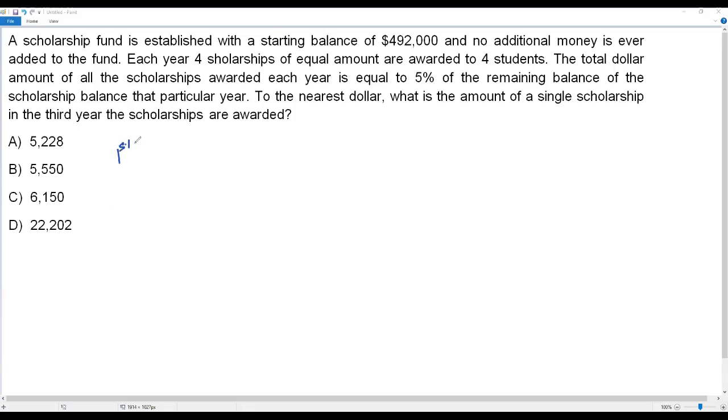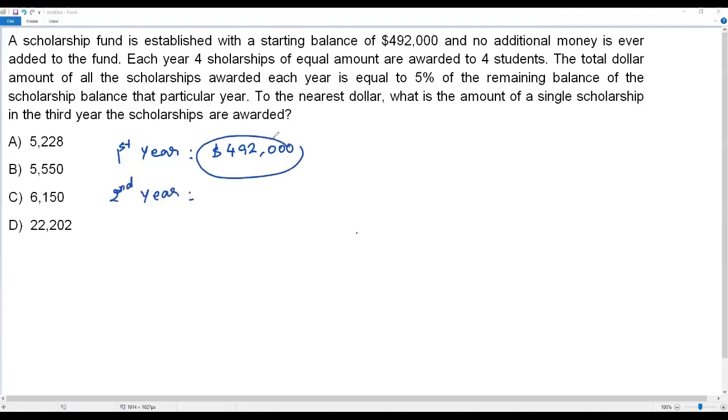Okay, let me write the stuff. For the first year, what is the balance? Actually, they started with a balance of $492,000. So this is the balance for the first year. That is $492,000. 5% of this money is given for the total of 4 scholarships. So then what is the balance for the second year? Let me write it over here.